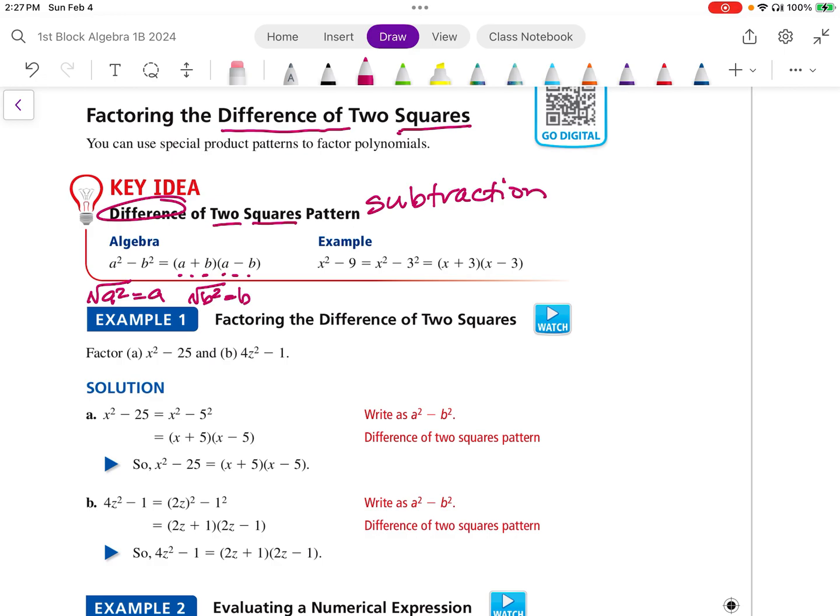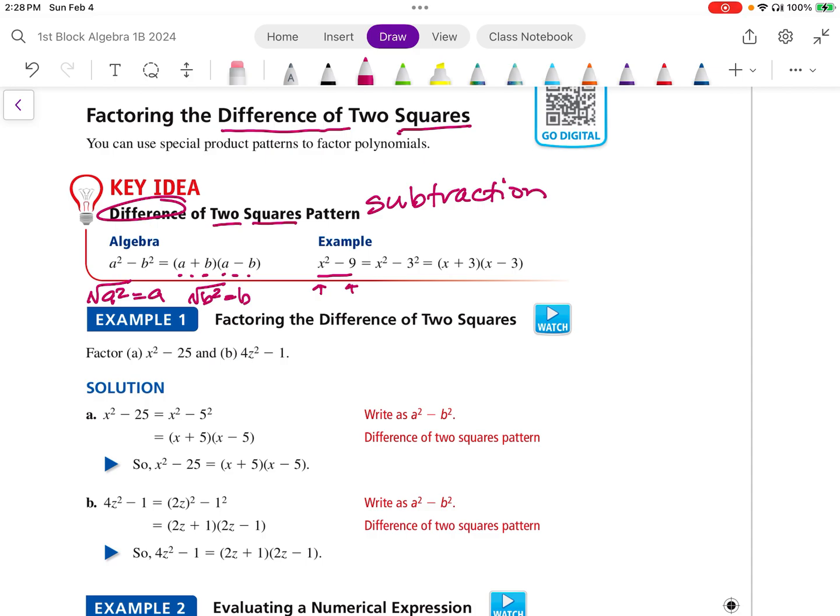All right, so what does this look like with actual numbers? This will help us out. X squared minus 9. First thing we ask ourselves is whenever we see a binomial, we want to check for difference of squares. So we ask ourselves, is this a difference? Do we have subtraction? Yes, we do. Then we ask ourselves, is our first term a perfect square? Is it something times itself that equals that? Well, yes, x times x equals x squared.